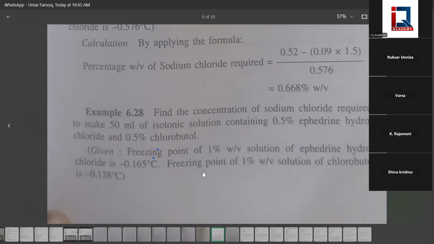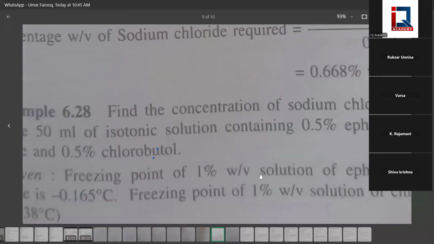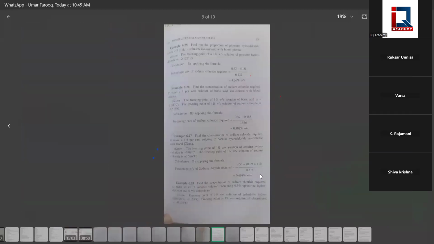So the given values: the freezing point of a 1% weight by volume solution of ephedrine hydrochloride is 0.165. The freezing point of a 1% solution of chlorobutanol is 0.138. Now you tell me, which is the A value and which is the B value here? What did they ask? The concentration of sodium chloride required to make an isotonic solution containing 0.5% ephedrine hydrochloride and 0.5% chlorobutanol. So what is the A value? What is the B value here?